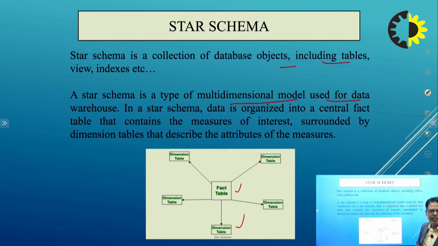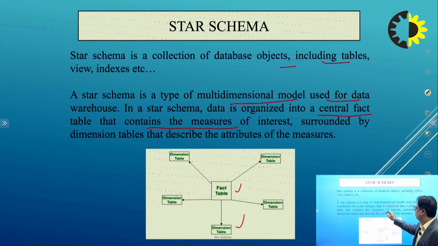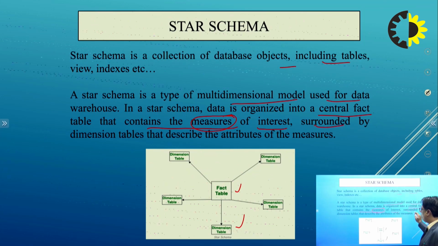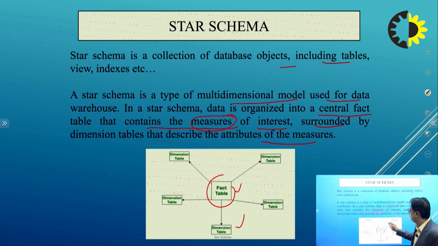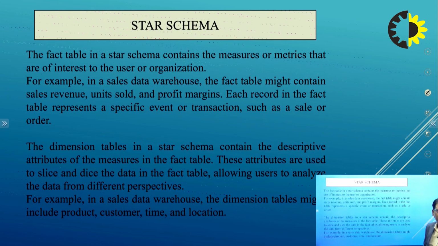In a star schema, data is organized around a central fact table that contains the measures, metrics, quantitative data, numbers of interest, surrounded by the dimension tables that describe the attributes of the measures. So this is the fact table and these all are the dimension tables.